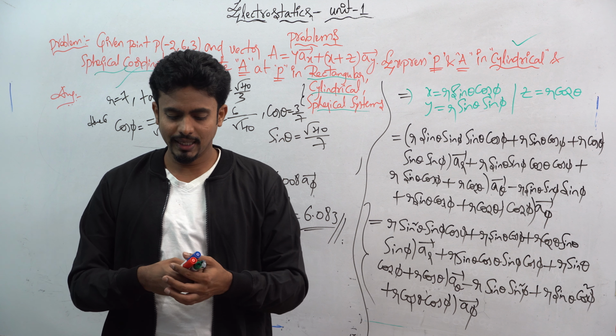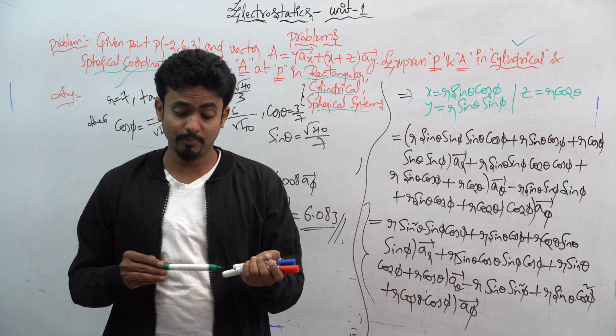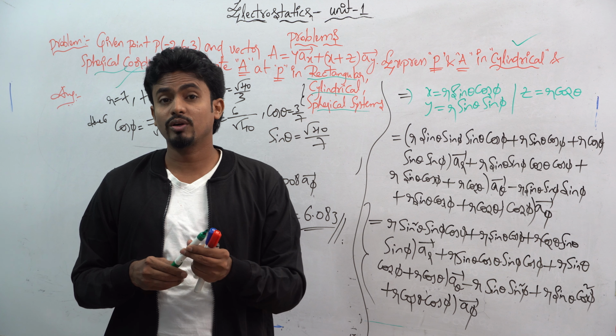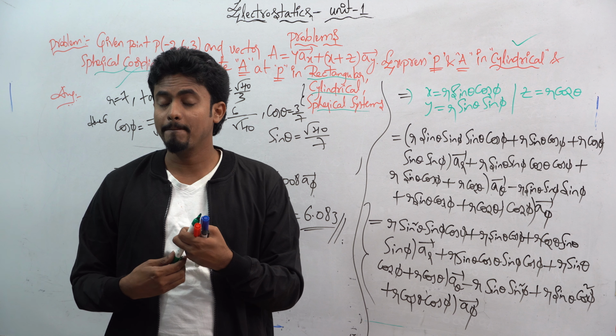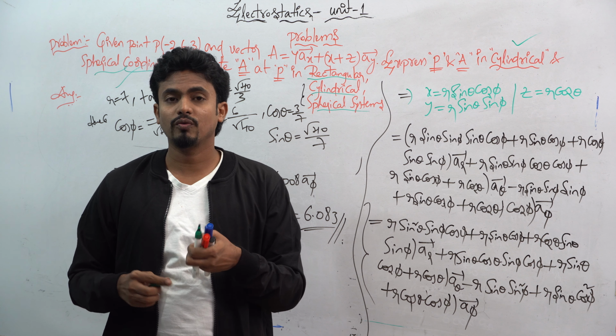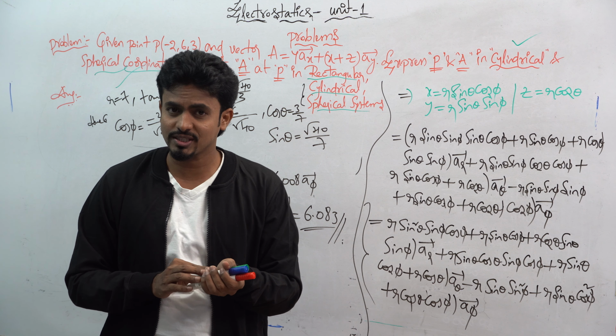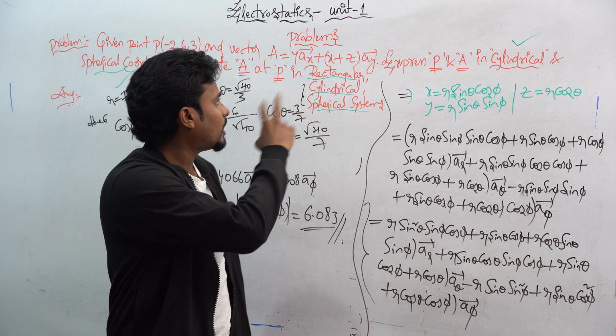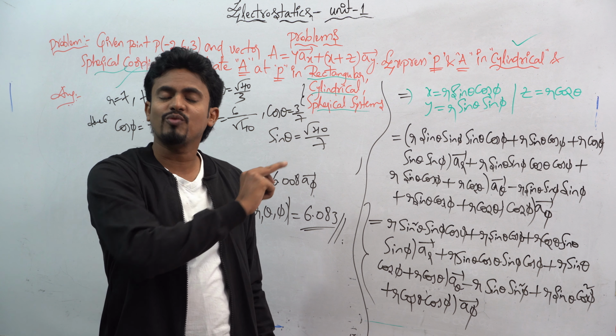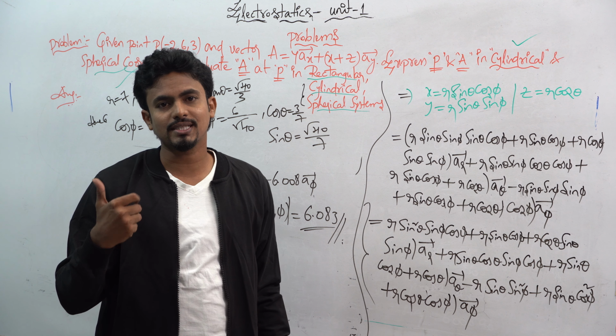Okay. In the next class, we will try to see the important concepts. That is, what will be the gradient, what will be the curl, what will be the Laplacian, as well as what will be the Poisson equations in terms of the rectangular coordinate system, the spherical coordinate system, and the cylindrical coordinate system.